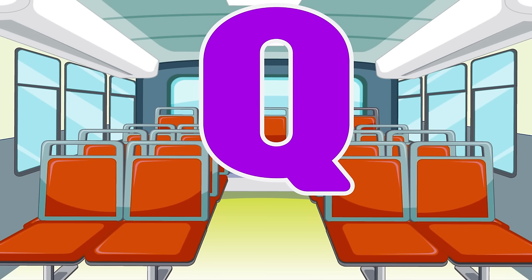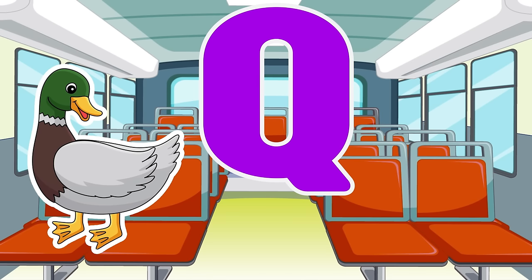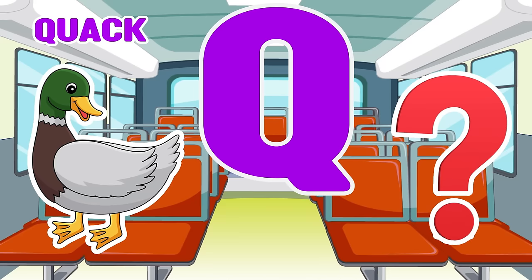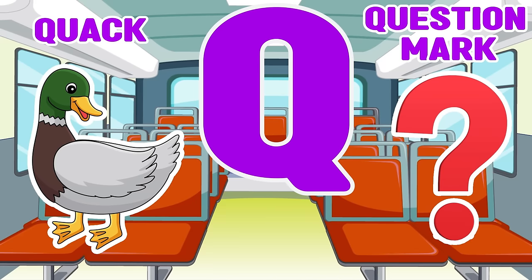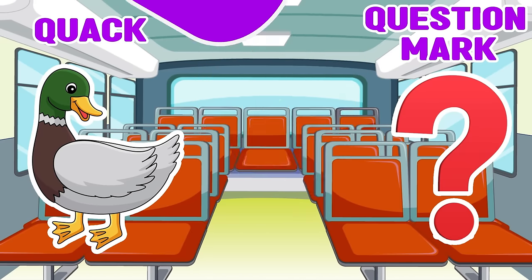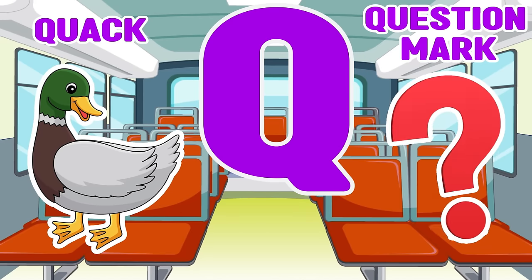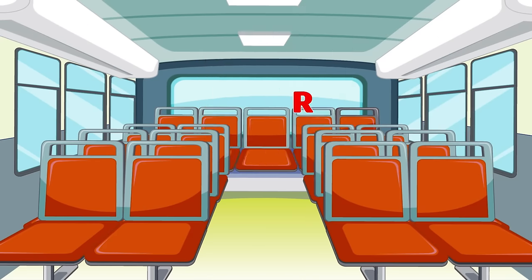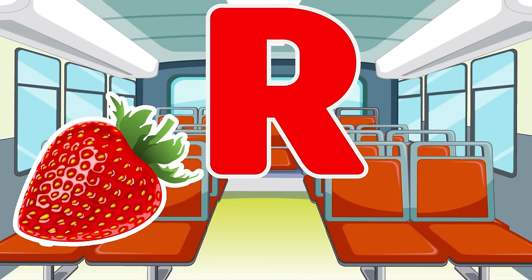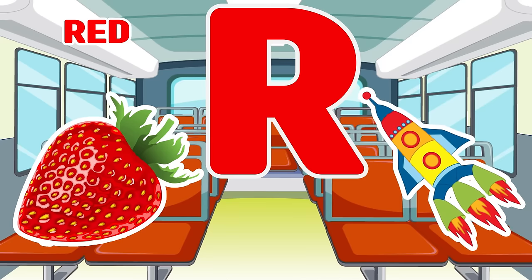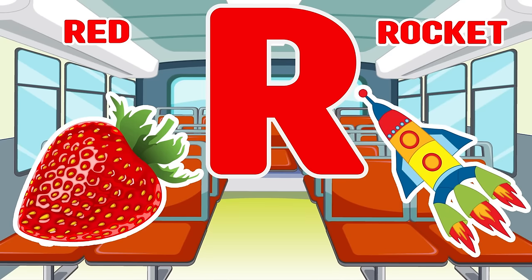Q is for quack, quack. Q is for question mark, question mark. Q is for quack. Q is for question mark. R is for red, red. R is for rocket, rocket. R is for red.